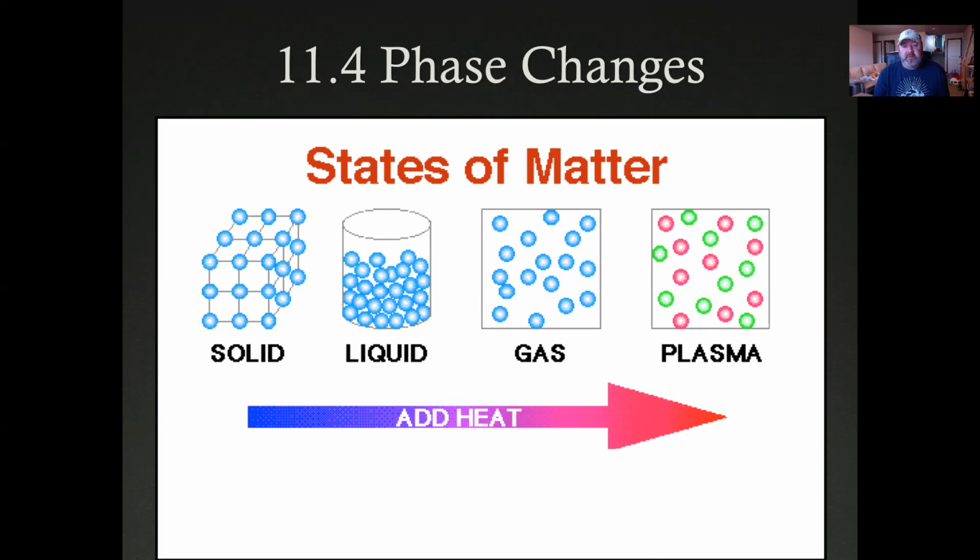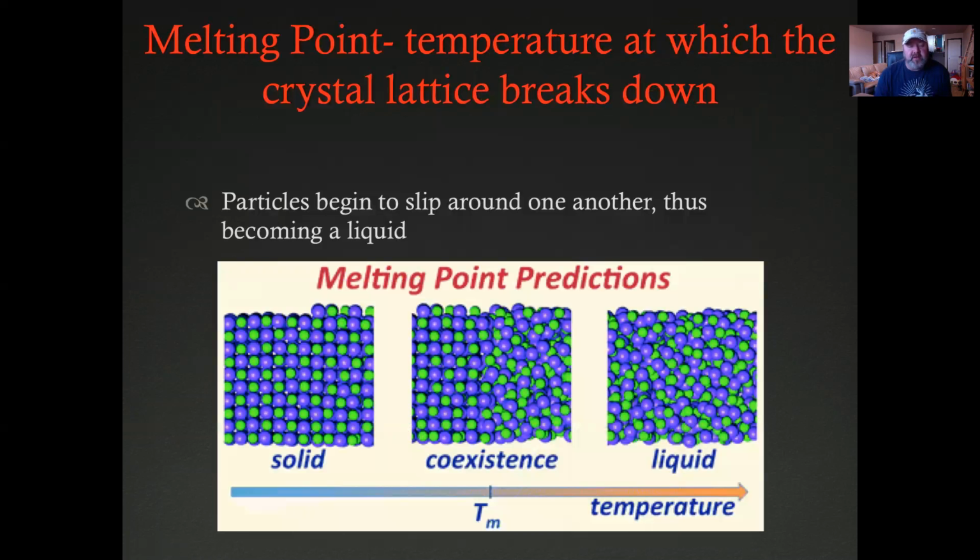Okay, 11.4 is about phase change, going from solids to liquids to gases, and then ultimately plasma. Plasma doesn't really occur very naturally on Earth, except for a couple different conditions.